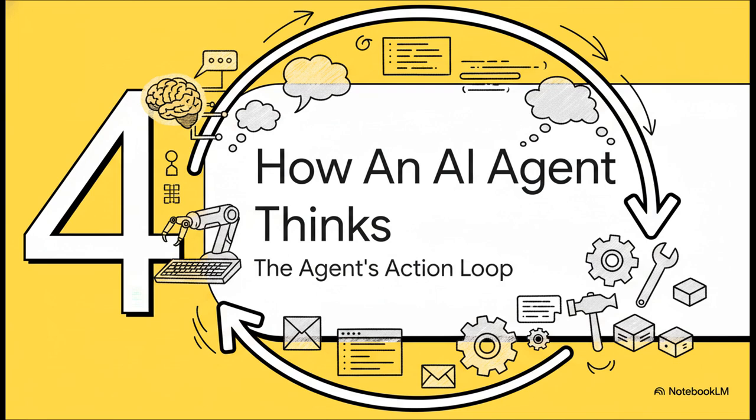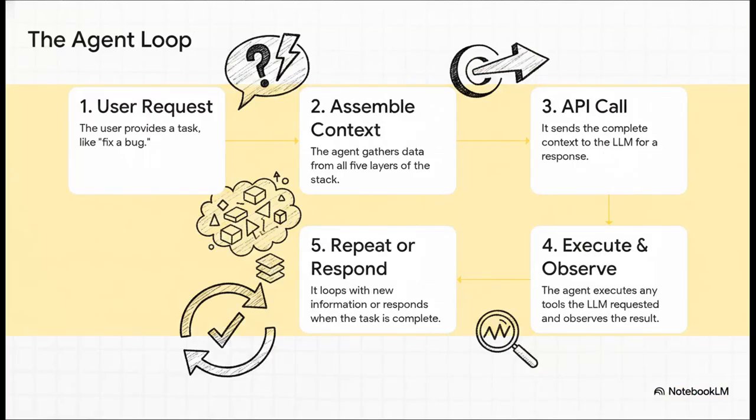So let's see how an AI agent actually uses this stack to get something done. It's not a one-and-done thing. It's a continuous loop, a cycle of thinking and acting. Here's how that loop works. First, you give it a request, right? Fix this bug. Then, the agent assembles its context.